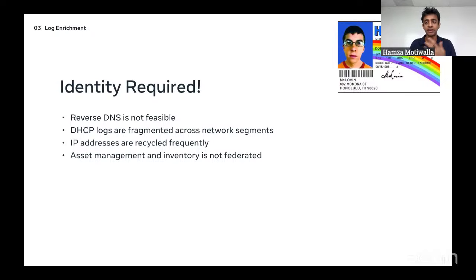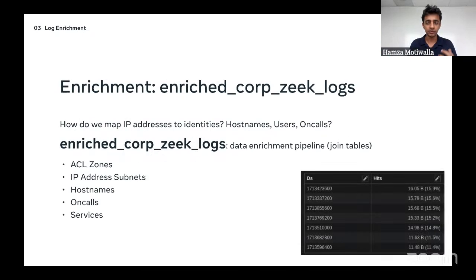And although we have an excellent asset management and inventory setup, it's not federated. Again, we have pockets of this asset management. So bringing it all together was this massive effort that my team took up, and we spent over a year investing into this thing called enriched corp Zeek logs, which means that all we want to know is that IP address and who was that IP address. Give us more information, give us the metadata.